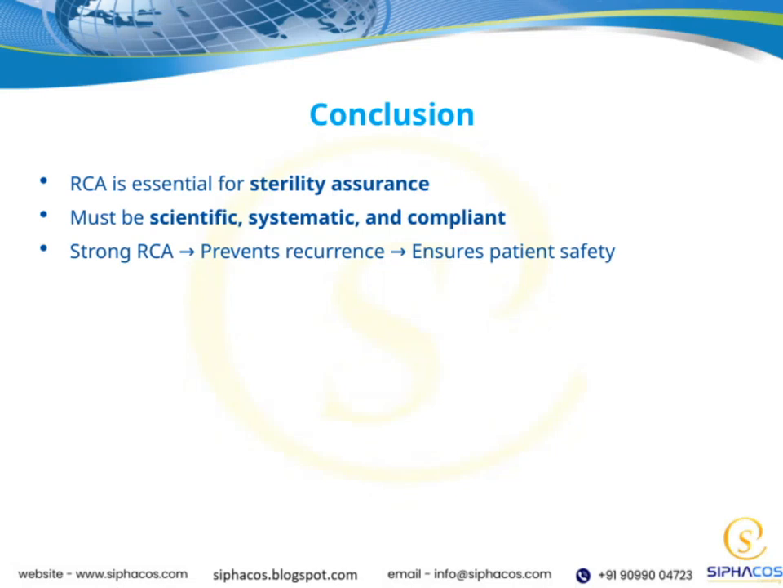Let's wrap up with the conclusion. RCA, or root cause analysis, is absolutely essential for ensuring sterility assurance. It's not just about identifying what went wrong, but doing so in a way that is scientific, systematic, and fully compliant with regulations. When we conduct strong RCA, we can prevent the same issues from recurring in the future.